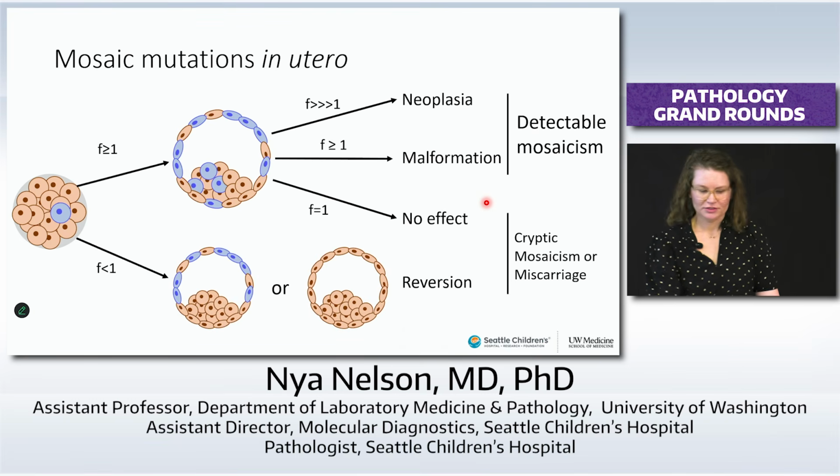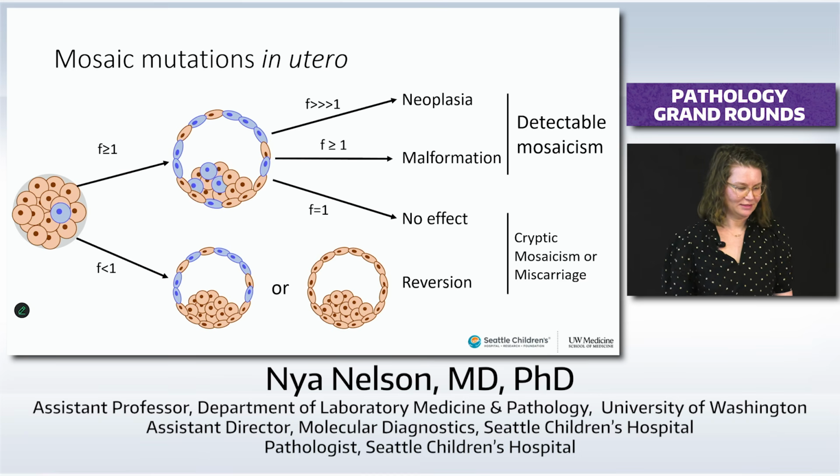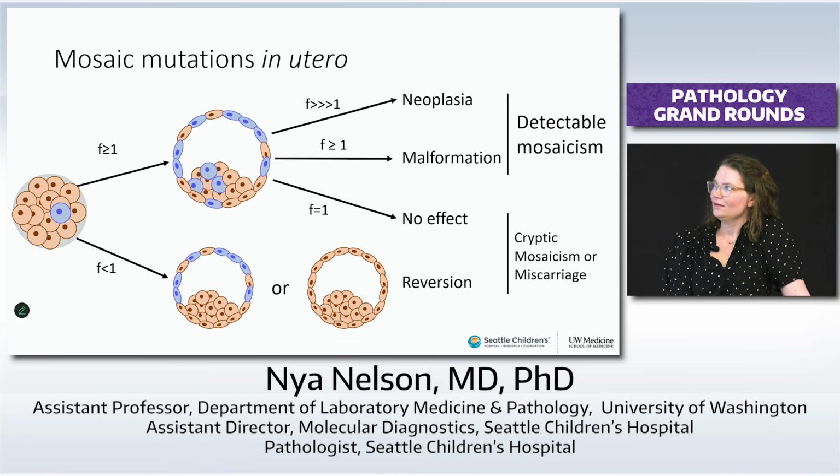So here I've altered this figure somewhat to think instead about mosaic variants that occur in utero. And when they occur in utero, there's a few outcomes that are somewhat different than what we think about in adults. One of those is that you can have variants that result in miscarriage, and in some individuals, detectable mosaicism can manifest as malformations.